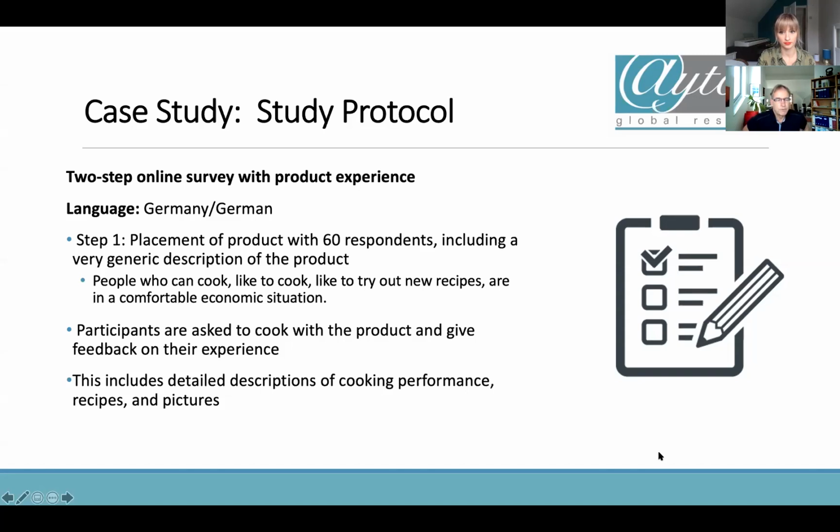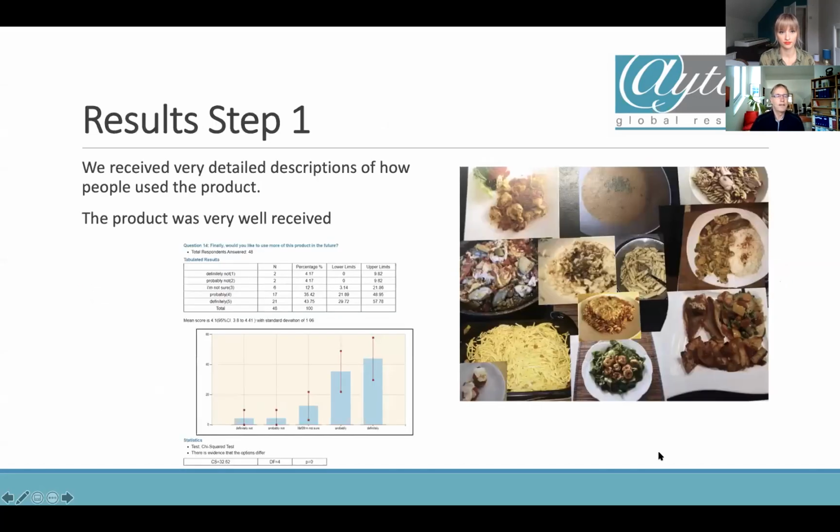So when we got back the results, I can't go into too much detail because this was, of course, confidential. But you see over here on the right-hand side some of the pictures that people had sent to us and what they had prepared with this product. So some very nice pictures.